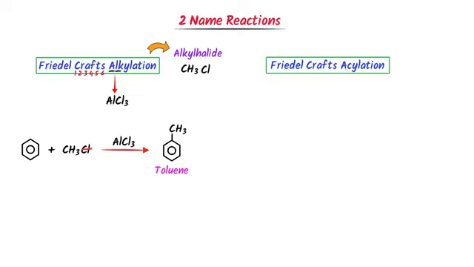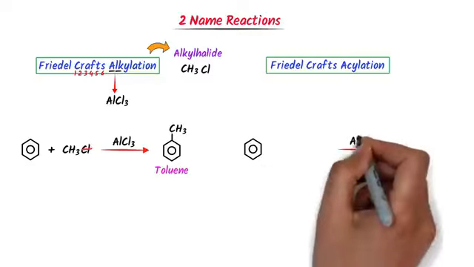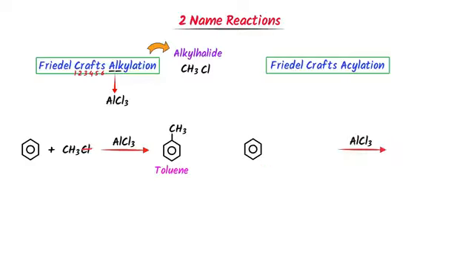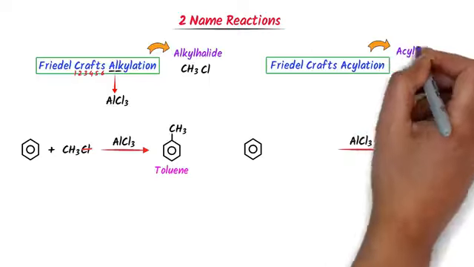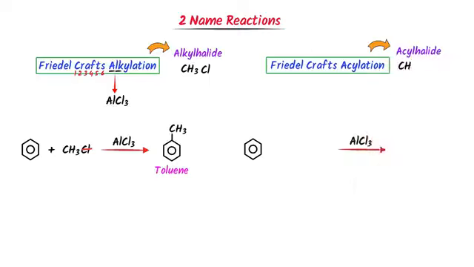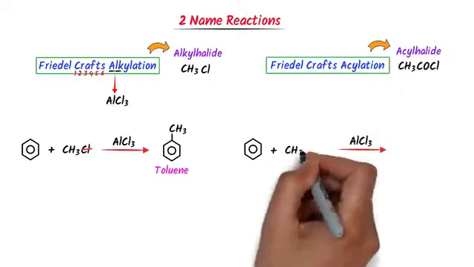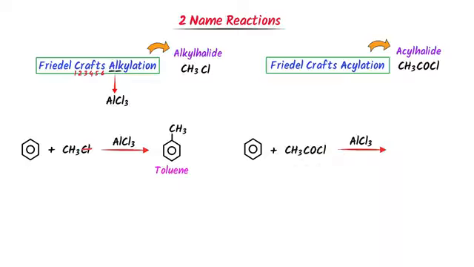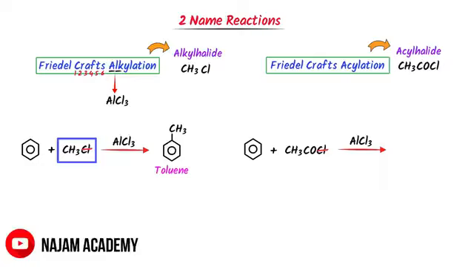In case of Friedel-Crafts acylation, I take benzene and AlCl3 and I write them here. Now the word acylation means acyl halide like CH3COCl. I write here CH3COCl. We know that here we cut Cl. Similarly, I also cut here Cl.